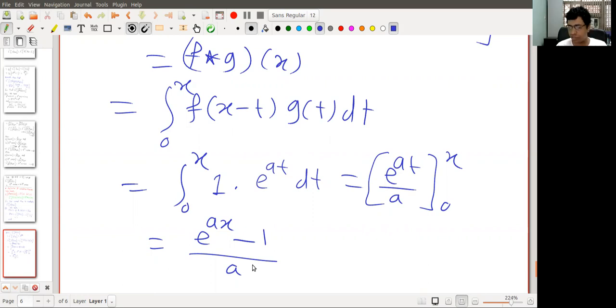So you can see that this answer is the same as the answer we computed using partial fractions. Okay, so we can use different methods, but our answer will be the same.